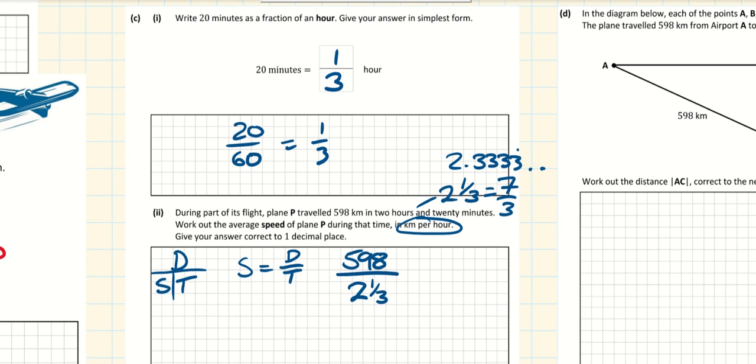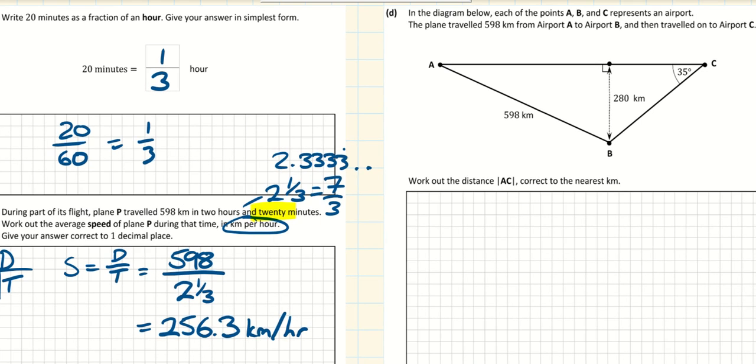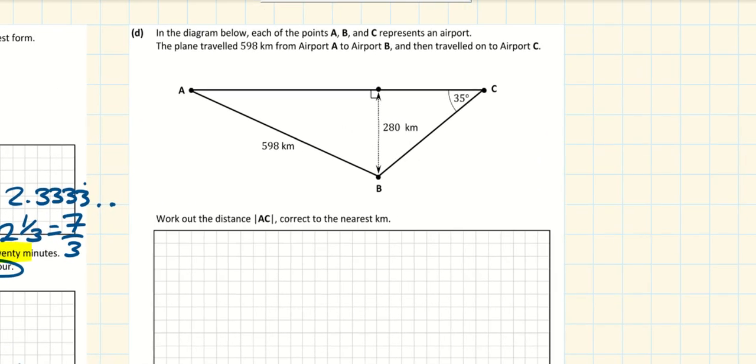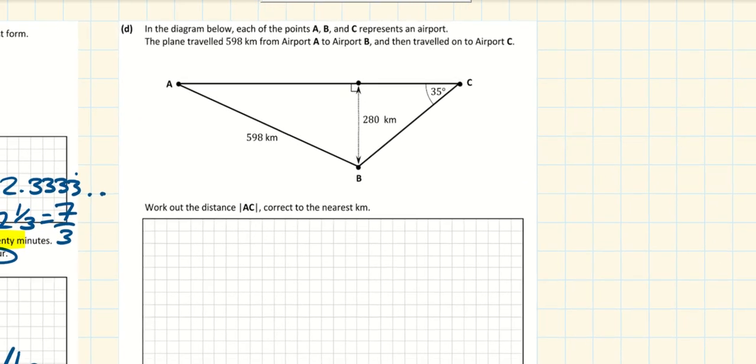Okay, so you do distance divided by time, and that will give you an answer to 1 decimal place of 256.3 kilometers per hour. So make sure you put in your units as well. Just make sure, that's the thing that'll catch people out. It's not 2.20, it's 2.333. Okay, and to finish off this question, each of the points represent an airport.